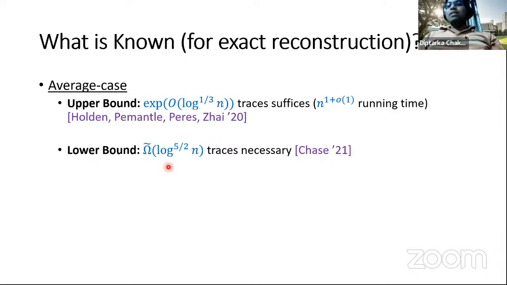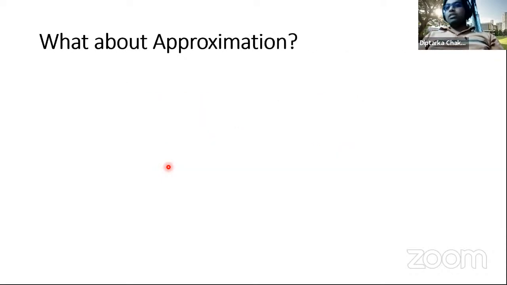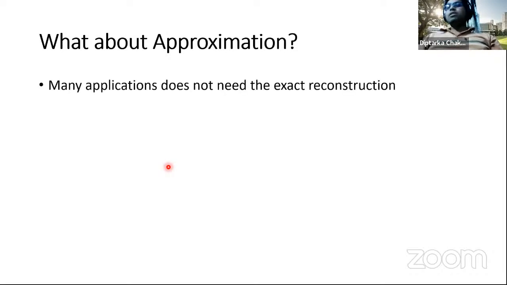Instead, I will ask a different question: what about approximation? Because all these results are for exact trace reconstruction. But what about approximation? Because many applications actually don't need exact reconstruction. For example, DNA storage systems. For that particular application, even approximate trace reconstruction will suffice.